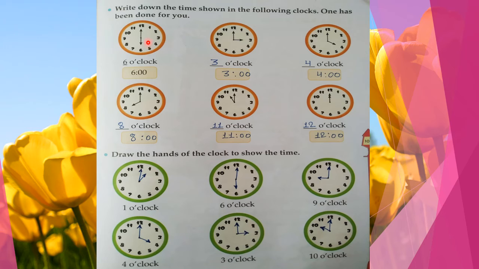Just like number first, longer hand 12, shorter hand 6. So it means it's 6 o'clock.